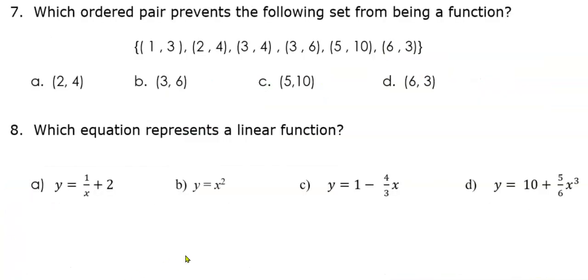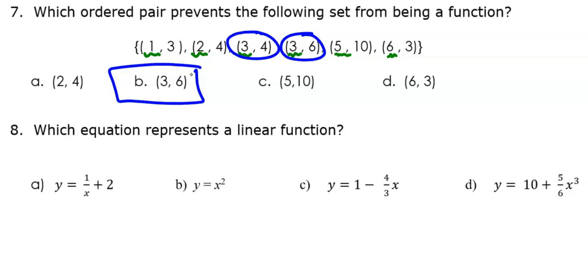Question number 7 asks you which ordered pair prevents the following set from being a function. In order for you to determine if a set is a function, you look at the x values. Every input can only have one output, and this input, 3, can either come out as a 4 or come out as a 6. Its output is different. So this is preventing it from being a function.